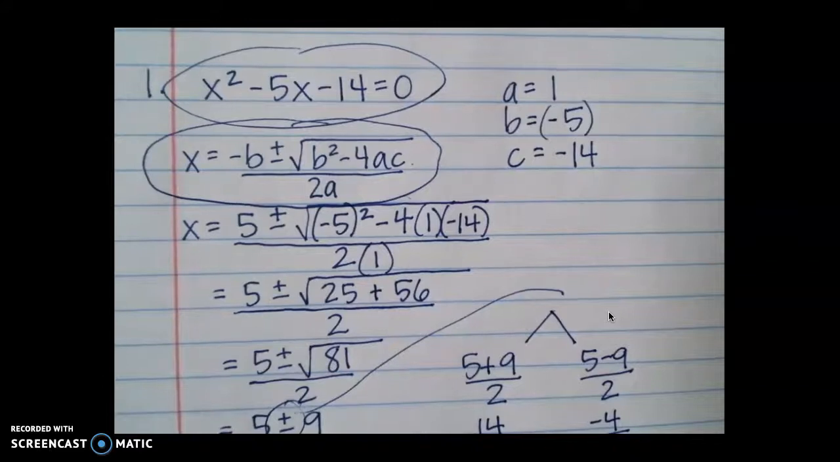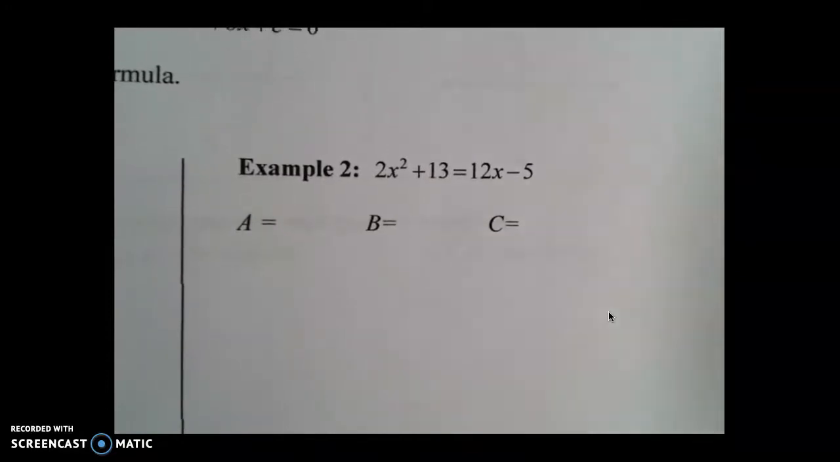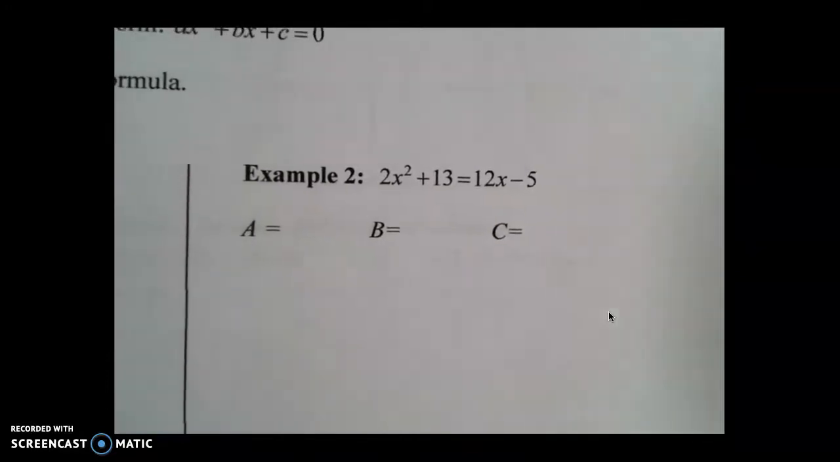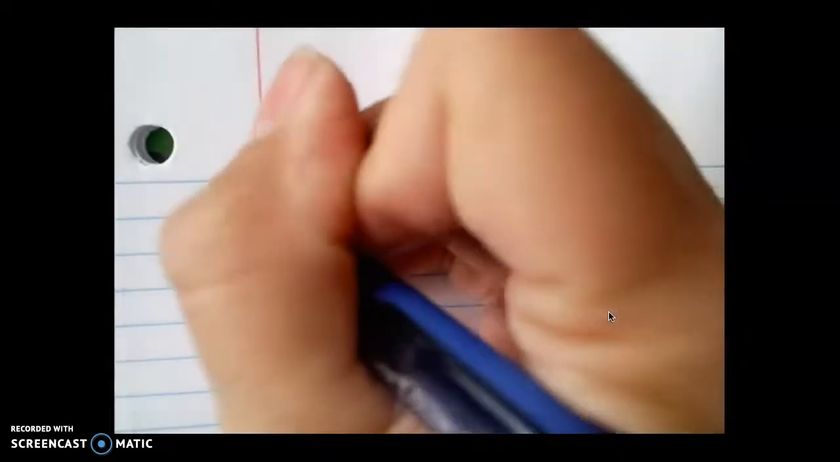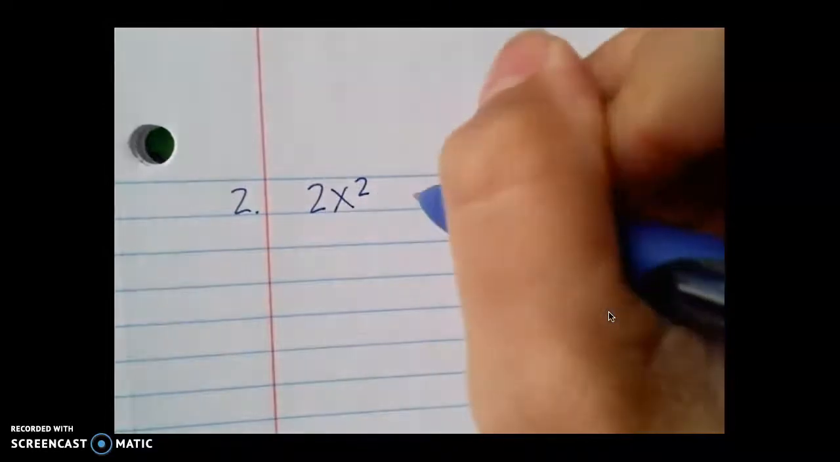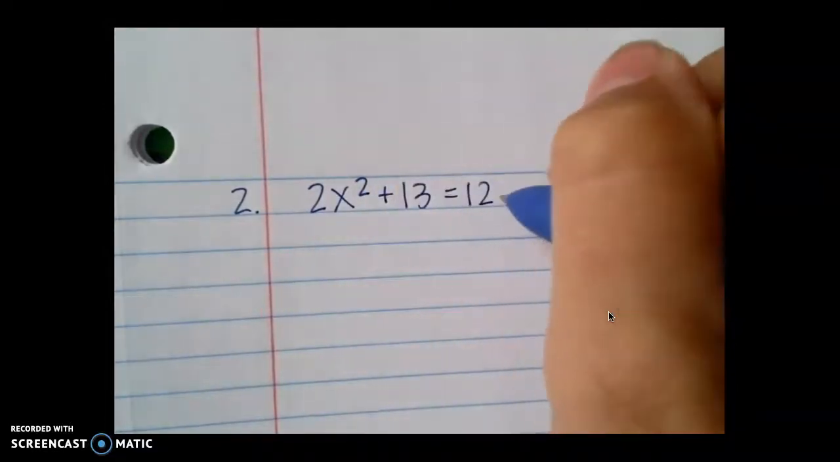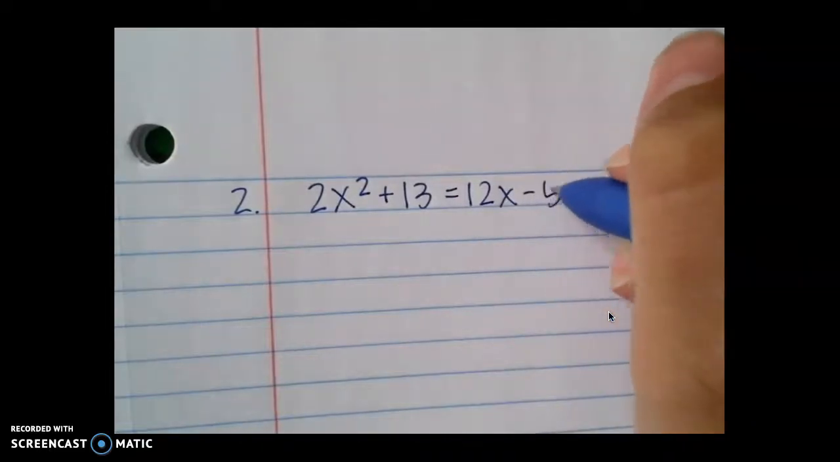Okay, I see I only have 5 minutes left. Let's try example 2 from this worksheet that I linked. So I'm going to write down example 2. If you're just using regular paper, go ahead and flip to a new page if you need it. This is example 2, and it is 2x squared plus 13 equals 12x minus 5.